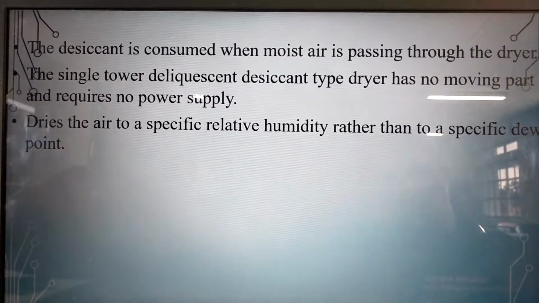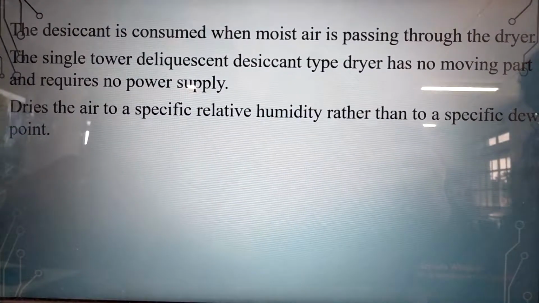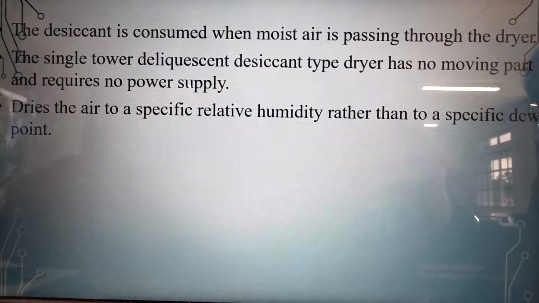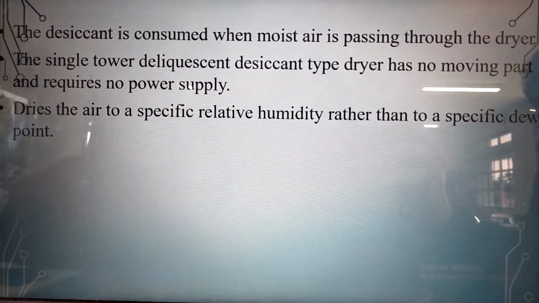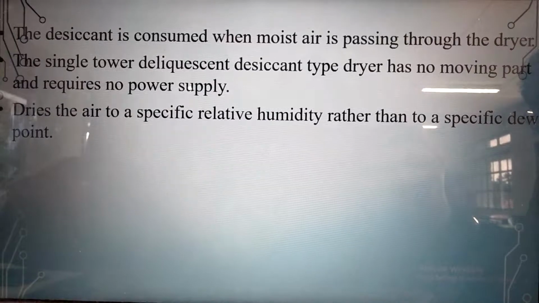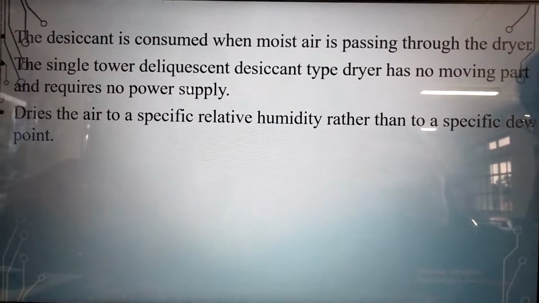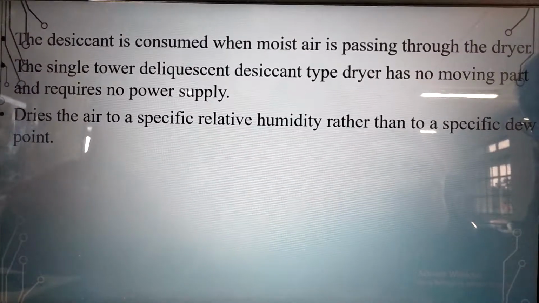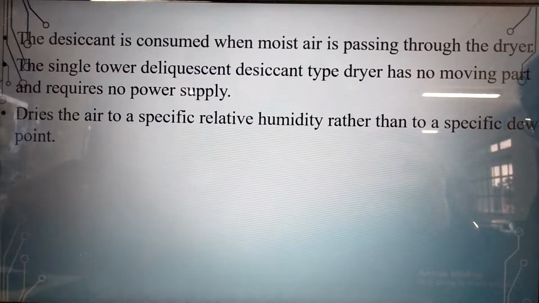The desiccant is consumed when moist air is passing through the dryer. The single tower deliquescent desiccant type dryer has no moving parts and requires no power supply. It dries the air to a specific relative humidity rather than to a specific dew point.